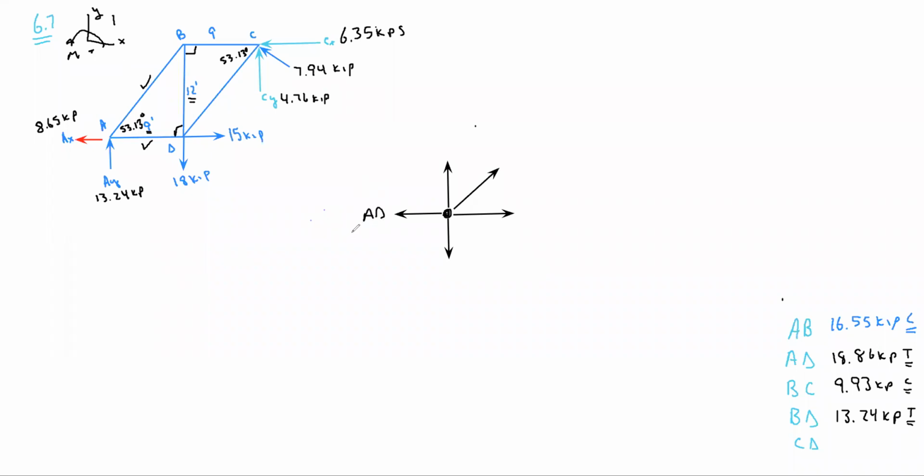AD was 18.86. DB is 13.24. CD is the one that we're looking for. 15 kips we were given that. There's no way I can mess that one up. And 18 kips we were given.